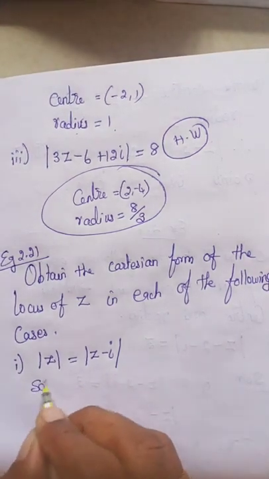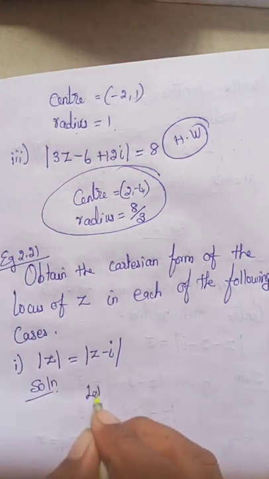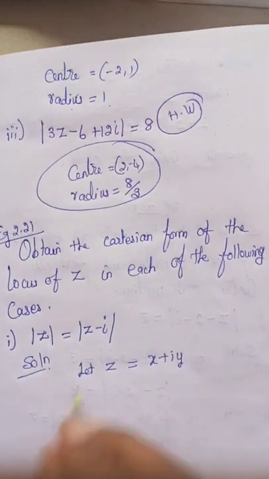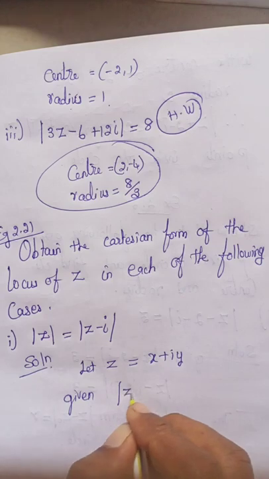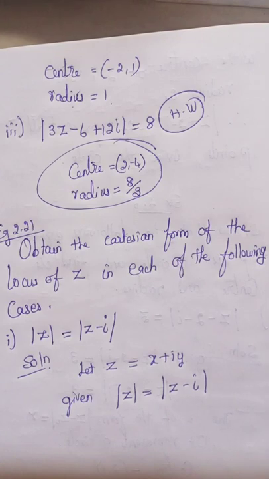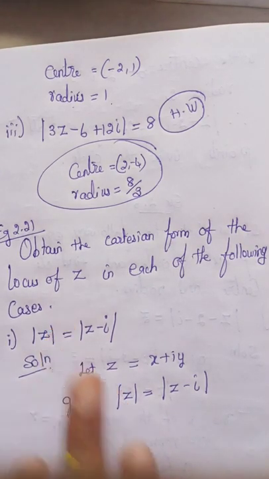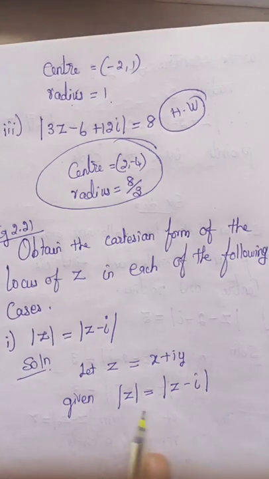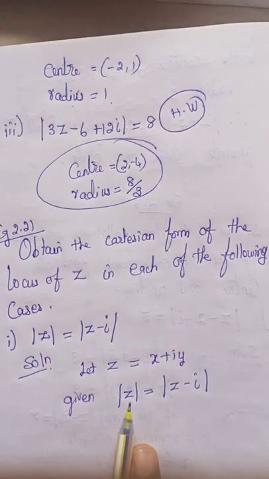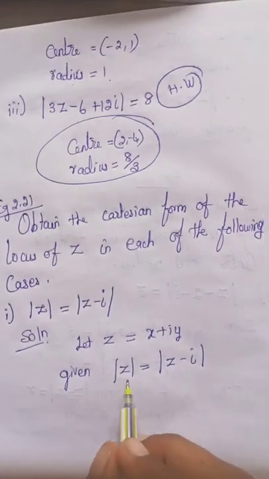See, solution, I am taking z is equal to x plus iy. Now, given modulus z is equal to modulus z minus i. This is very simple. We have to substitute the value of z in the given condition. If you want to simplify, then find out the modulus value. After finding the modulus value, if there is a square root, you have to square on both sides. Then simplify, you will get the answer. Okay? Simple question only.